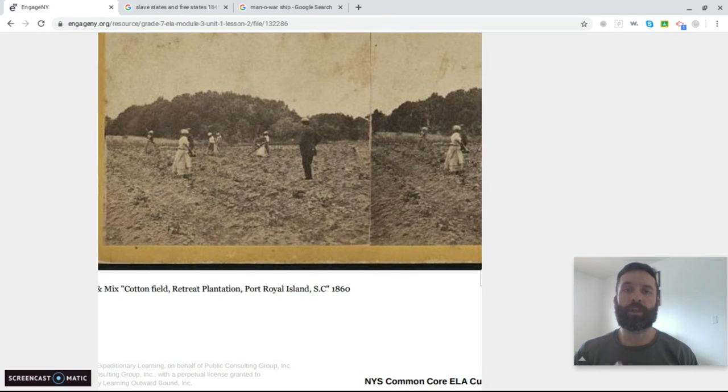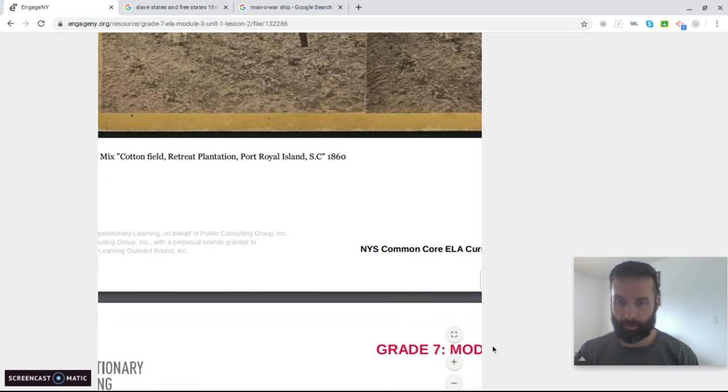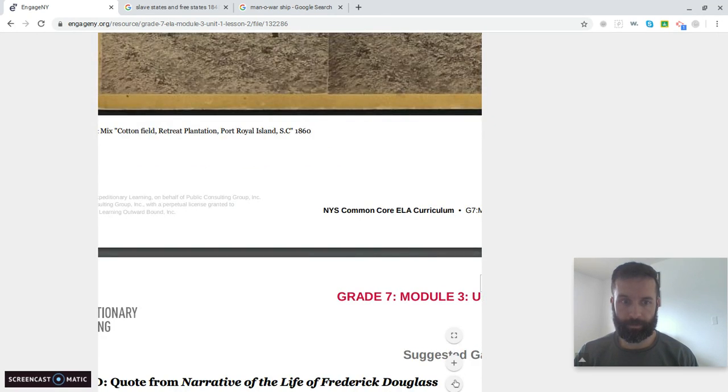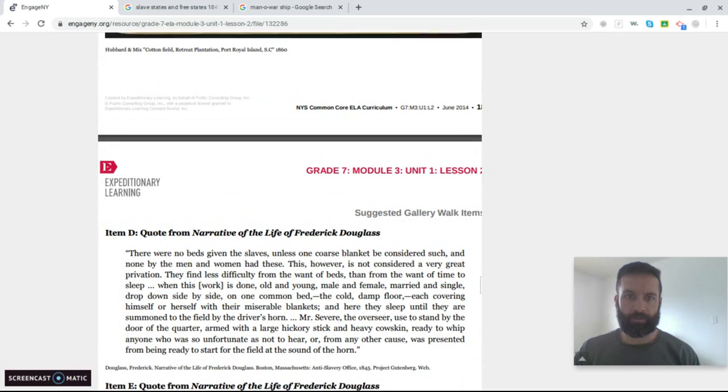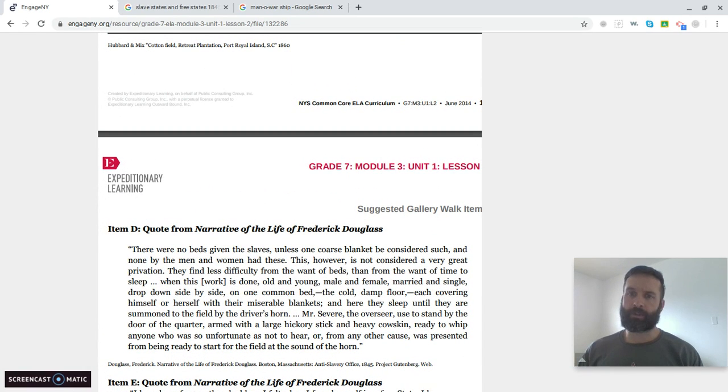Again, this was taken one year before the first shots of the Civil War were fired, the war between the North and the South. All right, let me back this out here. Here we go. Now this is a quote directly from the Narrative of the Life of Frederick Douglass.